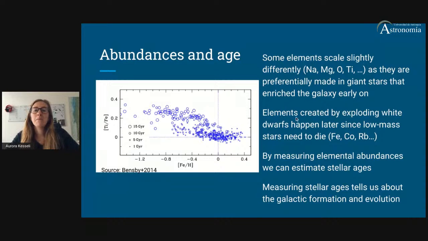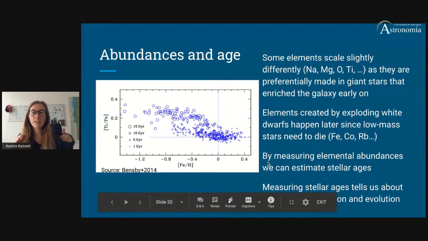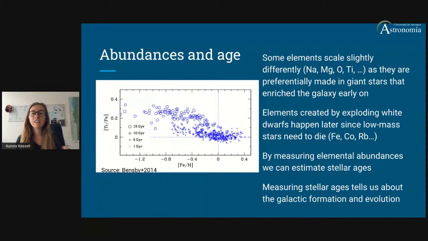Okay, so for elements that are created from exploding white dwarfs or low mass stars, you have to wait until these low mass stars die, and that takes a lot longer. And elements that are preferentially made in exploding white dwarfs or dying low mass stars are iron and cobalt, rubidium, and more. And so by measuring the elemental abundances over time, we can estimate stellar ages. And this is really cool because measuring stellar ages can tell us about the galactic formation and the galactic evolution.